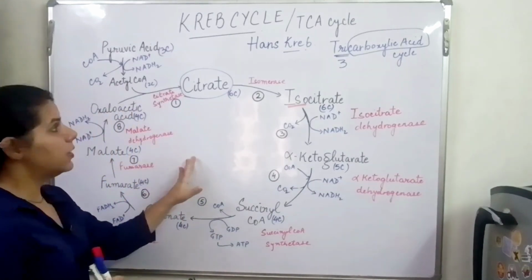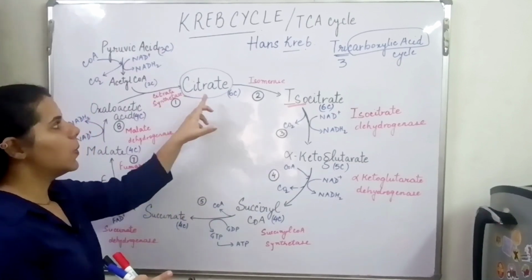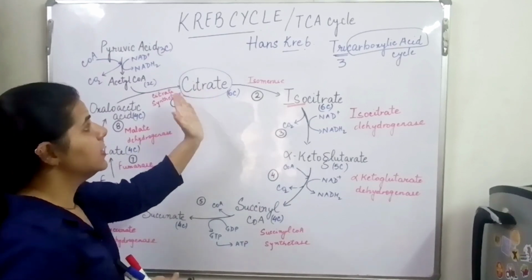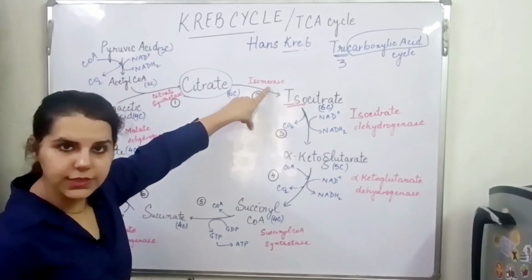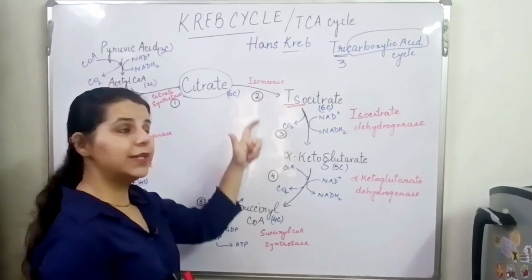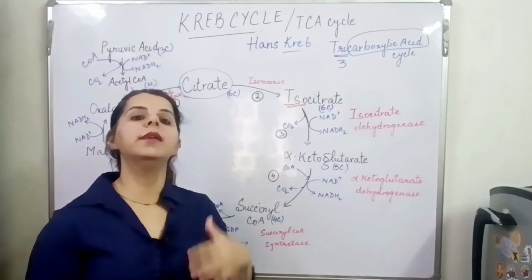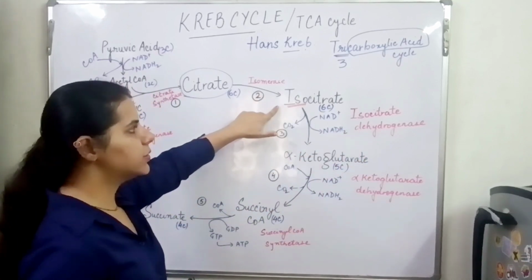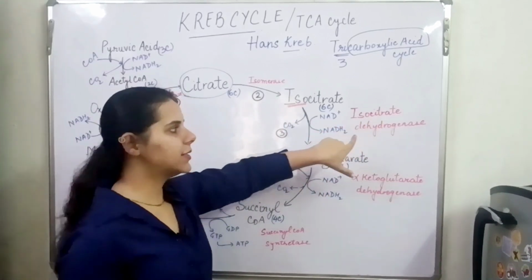Fine. Now it is very easy to remember the names of the enzymes. First is citrate synthetase. Why? Because the citrate is being synthesized. Next is citrate converted to isocitrate. This is the isomeric form, so the enzyme is isomerase. Then in step number 3 and 4, substrates are isocitrate and alpha ketoglutarate. So the names of the enzymes will start from the respective substrates, and we will add dehydrogenase. Like in case of the isocitrate to alpha ketoglutarate step, the enzyme is isocitrate dehydrogenase.